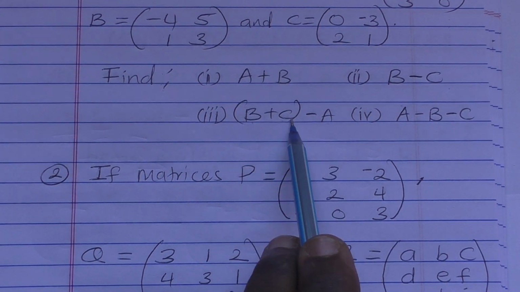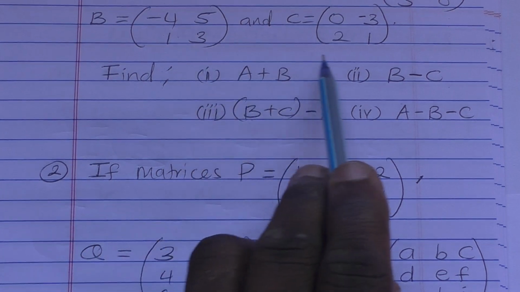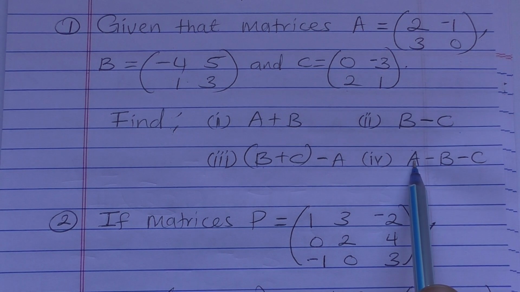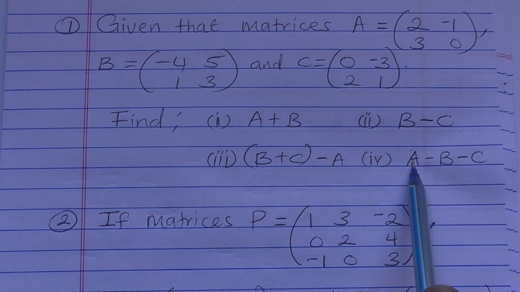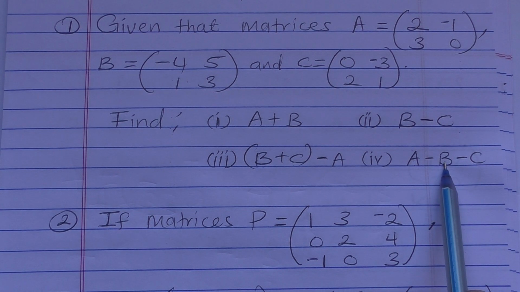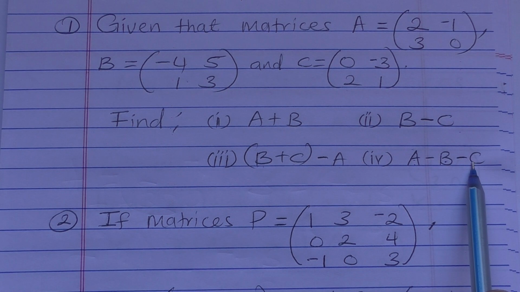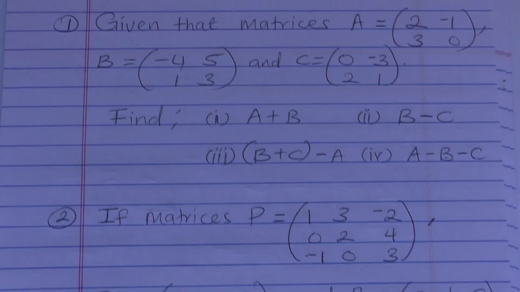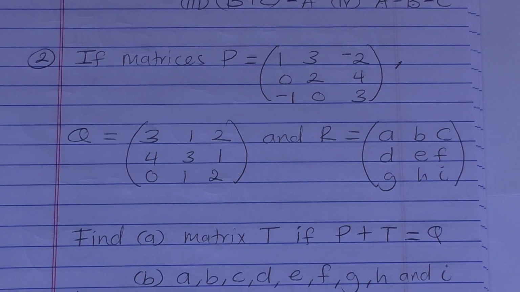So we shall first deal with the bracket. We first add B and C, then we take away A. The same applies to this. We shall subtract A minus B, and from what we shall get, we shall still subtract C. So please, my request is that you try out the rest of the numbers. The same applies to number 2.